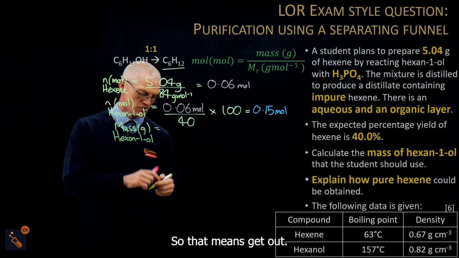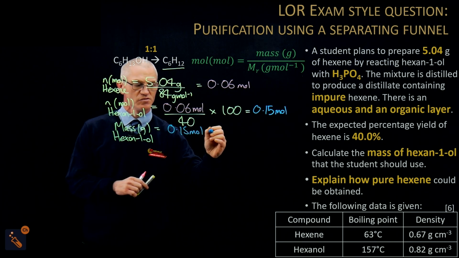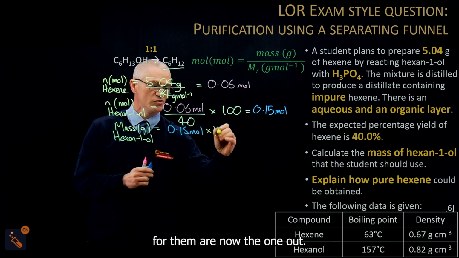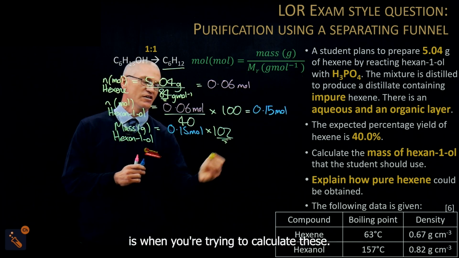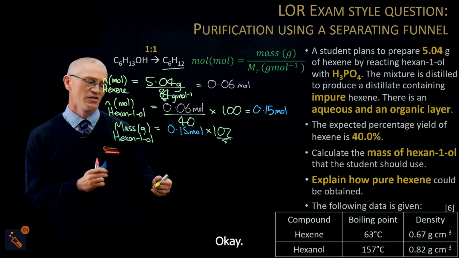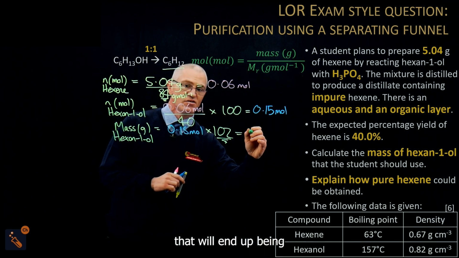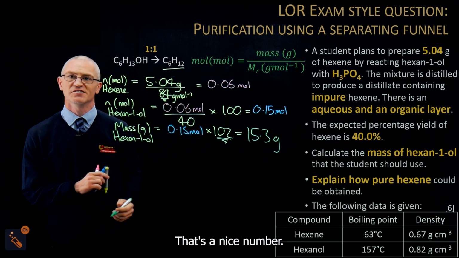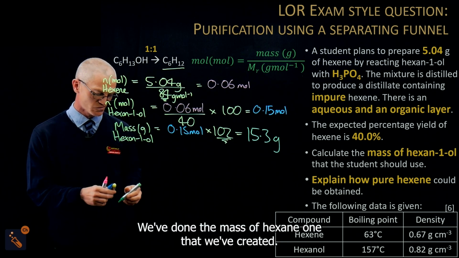So that means we get our blue again, that'll be 0.15 moles, and then that's times by the Mr. Now the Mr is 102, and the biggest mistake you'll make in all of this is when you're trying to calculate these, because they usually give it to you in skeletal formula and ask you to calculate it. Now if that is the case, that will end up being 15.3 grams. That's a nice number. So we've done our calculation, we've done the mass of hexan-1-ol that we created.